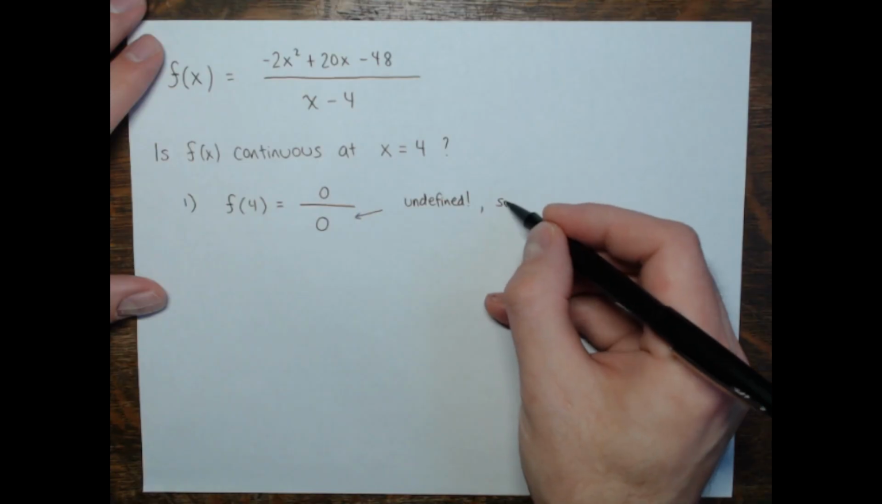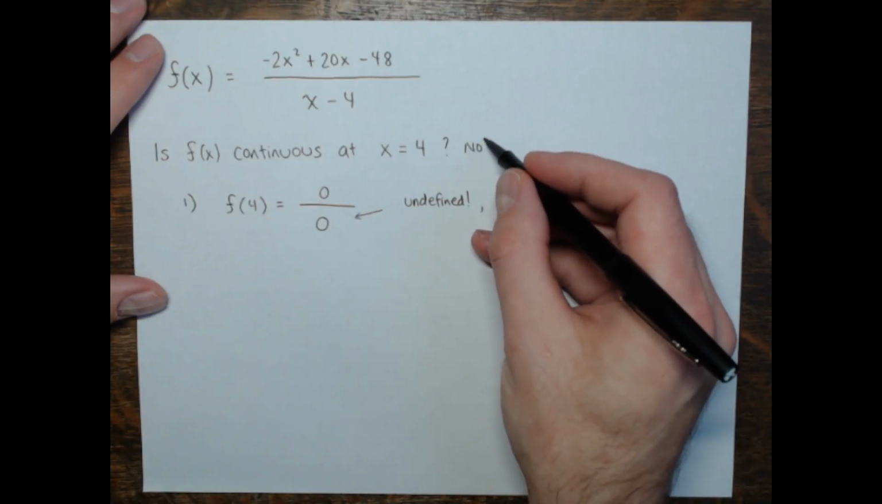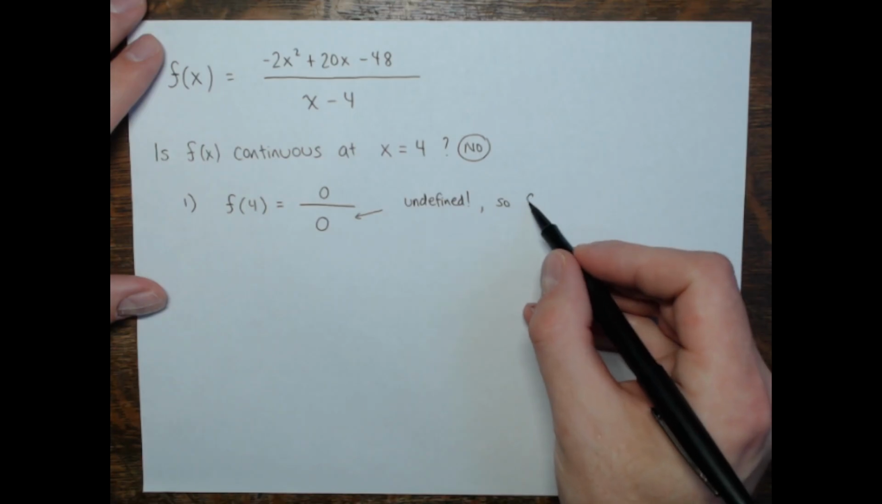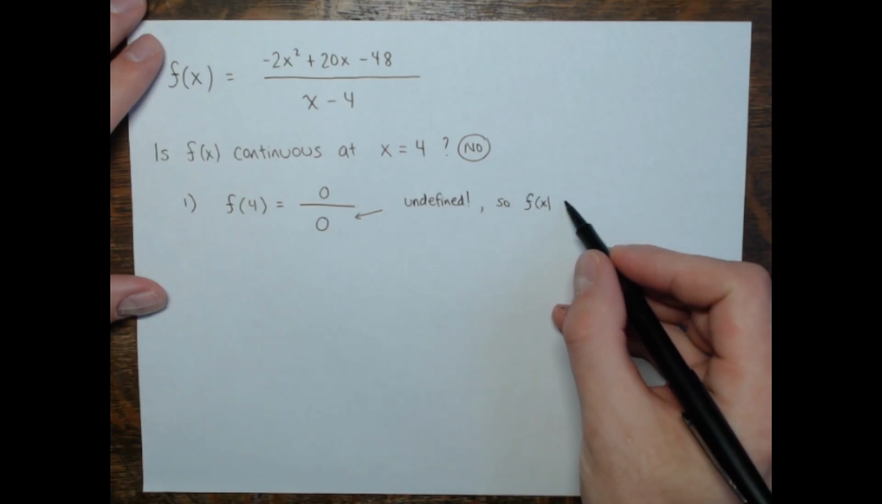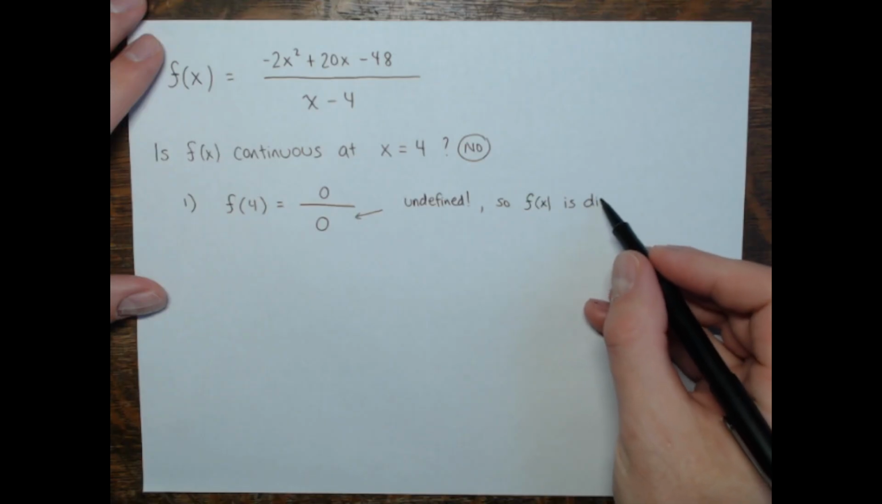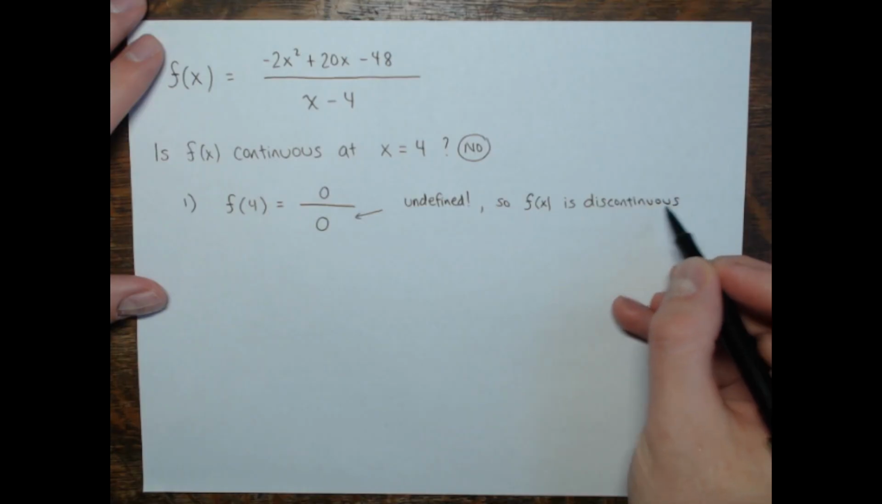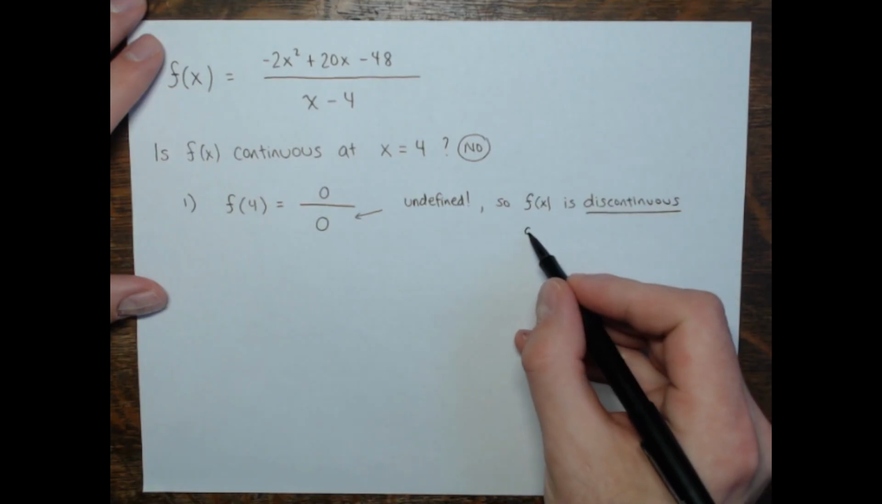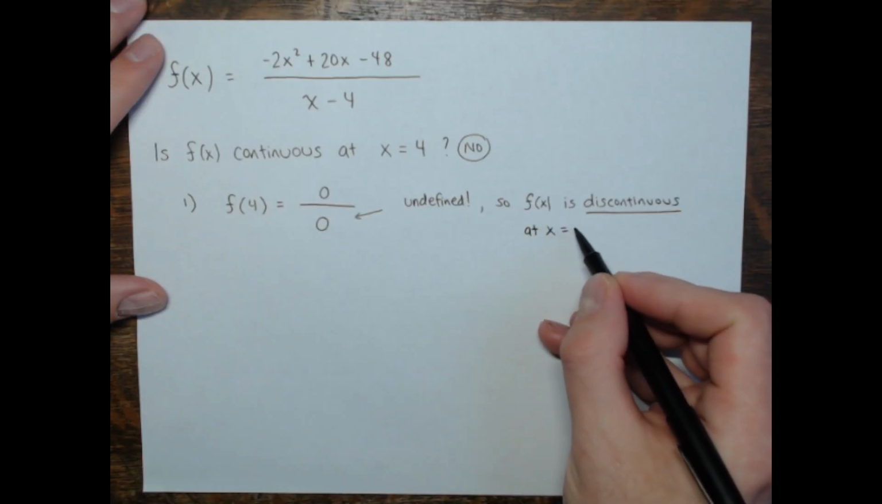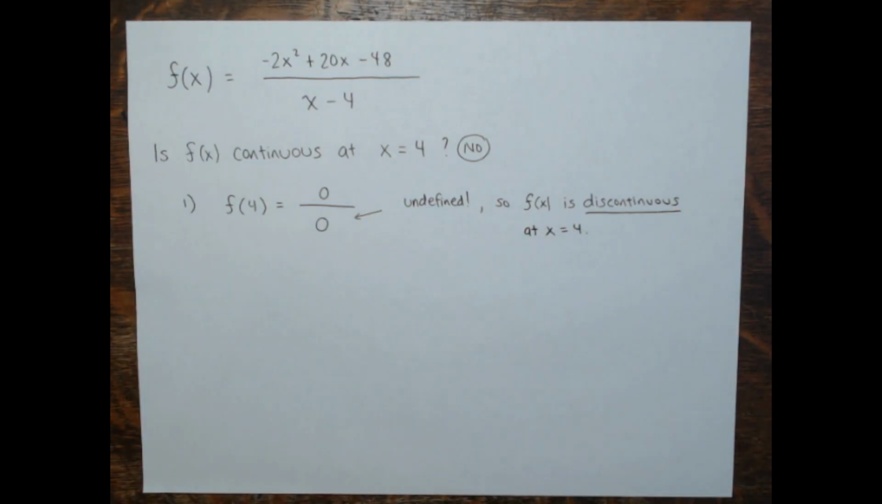All right, so the answer to our question is no. That means f is discontinuous at x equals 4. So now the question is, what kind of discontinuity do we have?